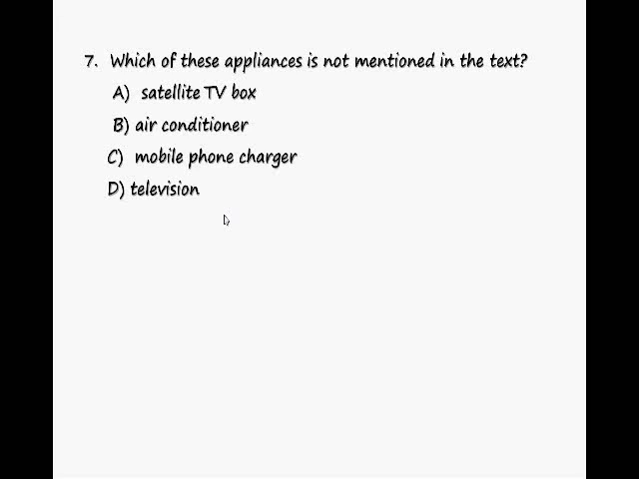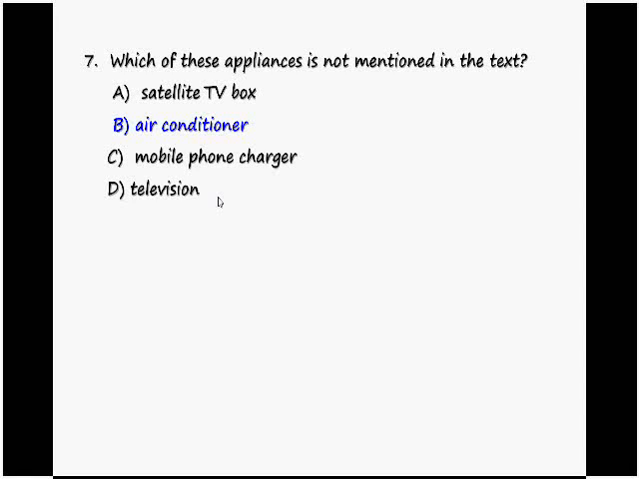Of course, he mentioned satellite TV box in paragraph 2. He mentioned mobile phone charger in paragraph 1. And again, television is mentioned in paragraph 1. So the only appliance which is not mentioned is the air conditioner. Okay? And be careful with the question here. Not mentioned. Okay? Not. Because some students can just read which is mentioned and they forget the word not, and so they can choose one of the wrong answers.